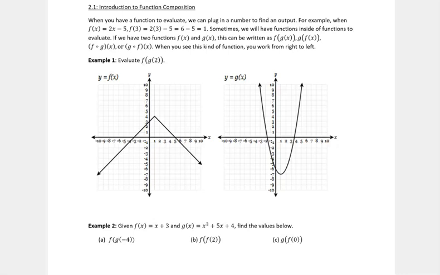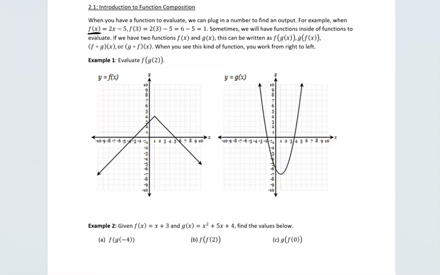Let's talk about functions. Function notation is when you have an equation, something like f of x equals 2x minus 5, and you're plugging in a number. So everywhere you see x, you're going to plug that number in. For example, f of 3 would be 2 times 3 minus 5, which is 6 minus 5, which is 1.